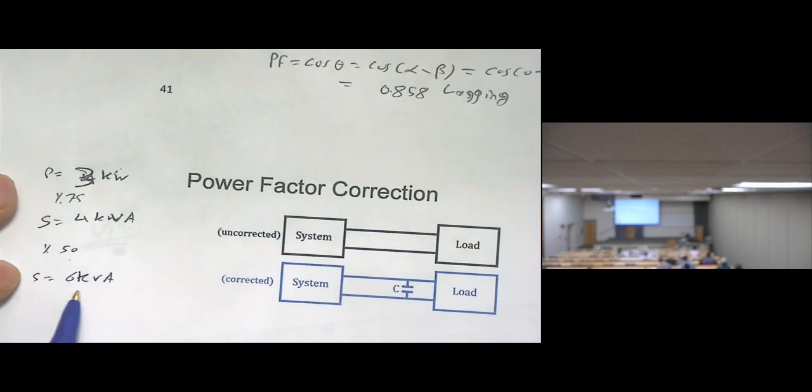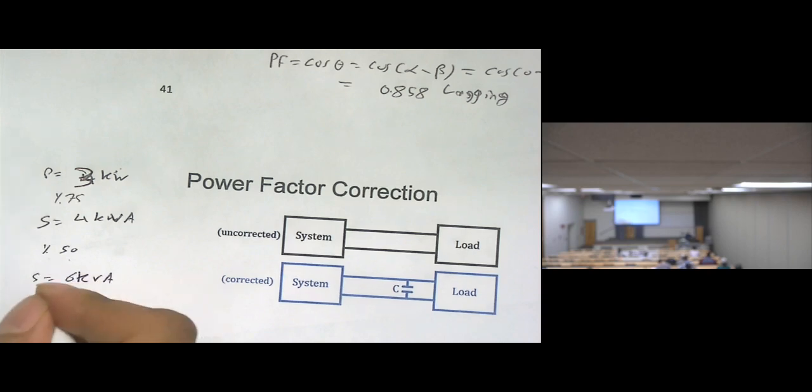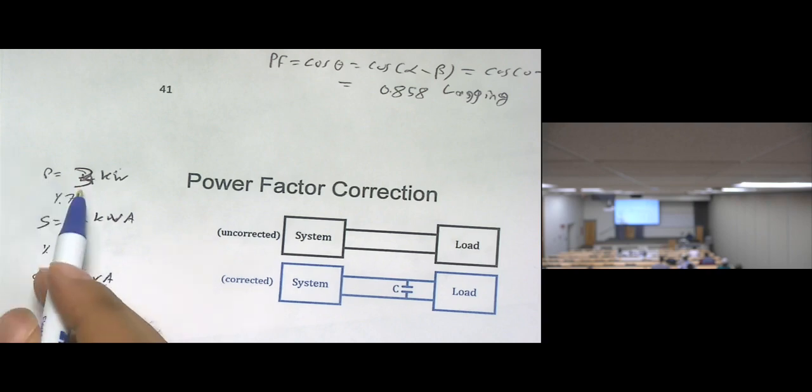So if I need 6 kilovolt ampere, this means I'm consuming higher energy, and I'm affecting the utility as well. This might create some problems, because I can use 6 to supply 3, or I can use 4 to supply 3. Which one is better? Using 4, of course. So when you have a poor power factor, then I'm spending more money.